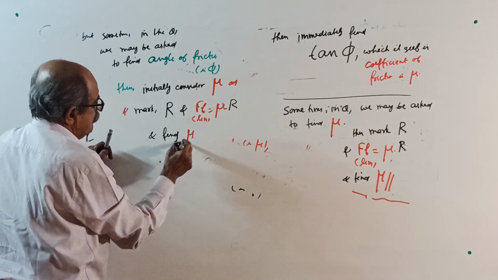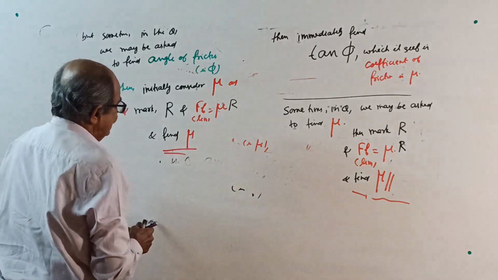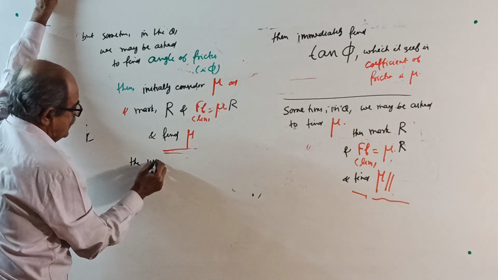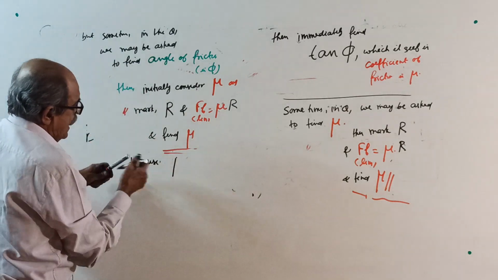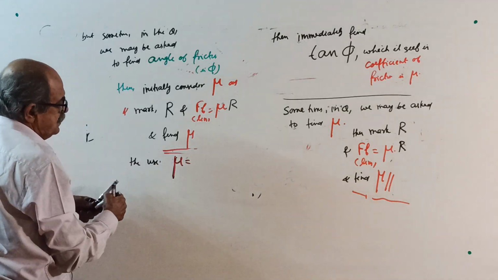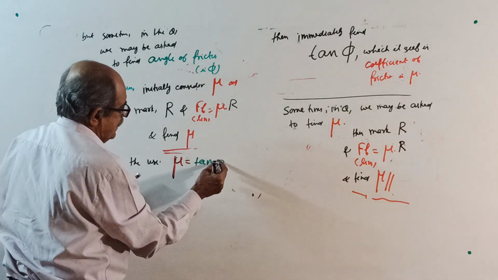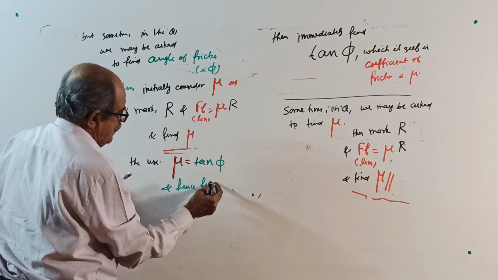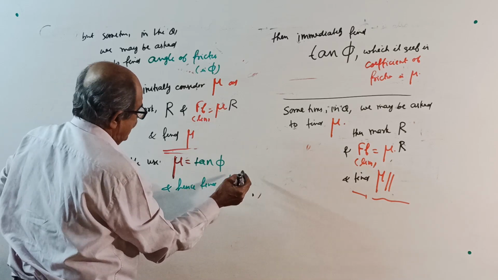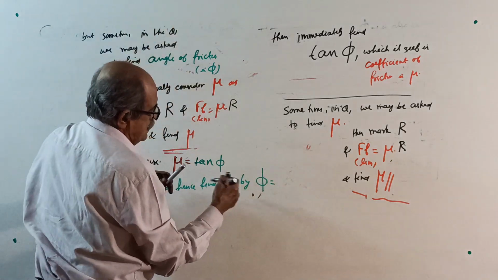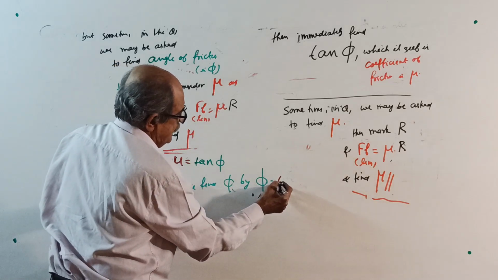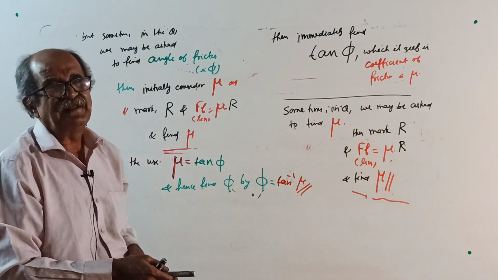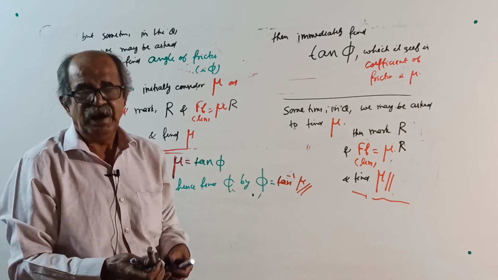Find the value of mu. Then, they want phi. Then use the relation mu equal to tan phi, and hence find phi by the relation phi equal to tan inverse of mu. Such a simple concept. Okay, further I can't tell. So this is very important.